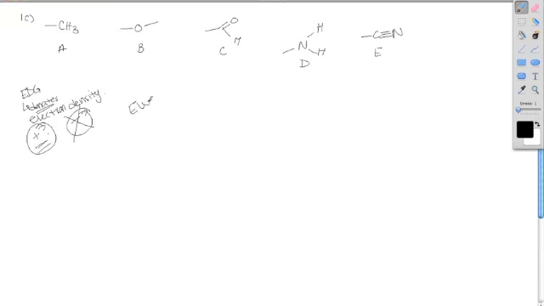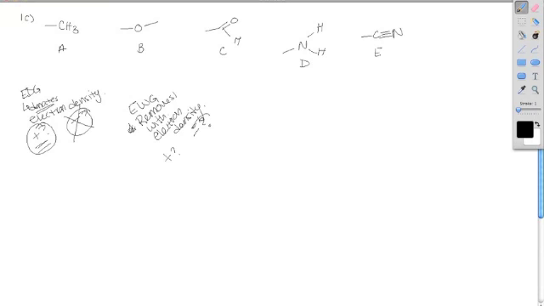And then you have your electron withdrawing group, or EWG, and this removes or withdraws electron density. And this is going to be literally the exact opposite of an electron donating group. So in which situation would you think an electron withdrawing group would be beneficial? Would it be beneficial with the positive charge, or would it be beneficial with the negative charge?